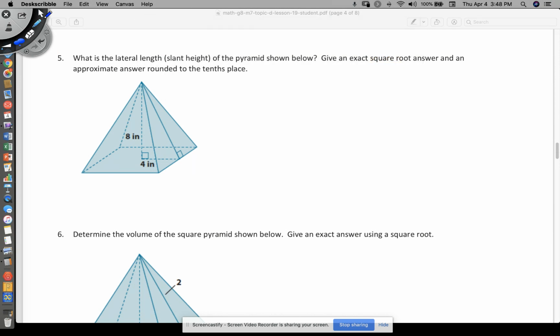Number 5. What is the lateral length, also known as the slant height, of a pyramid shown here? Give it an exact square root answer and an approximate answer rounded to the 10th place. All right, so I see that I still have a right triangle, so I can still use Pythagorean Theorem. So I'm going to say 4 squared plus 8 squared equals c squared. I'm going to get 16 plus 64 equals c squared. That gives me 80 equals c squared.